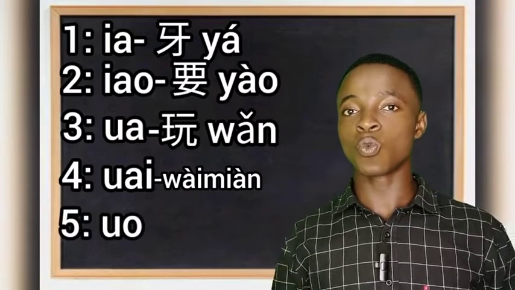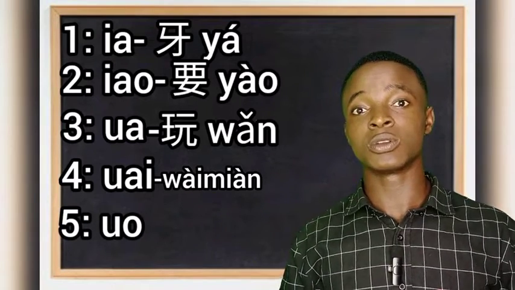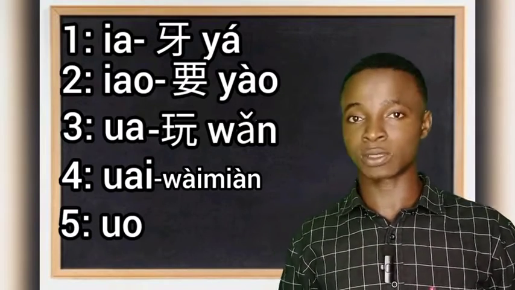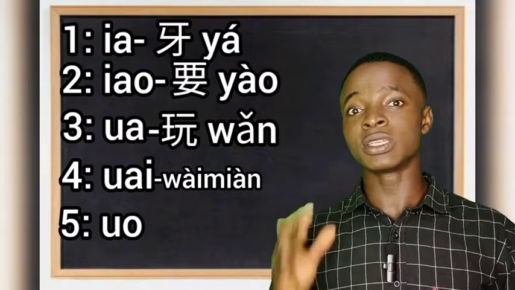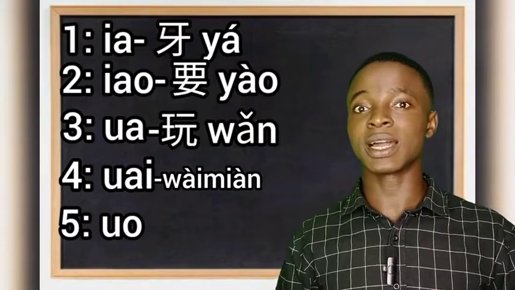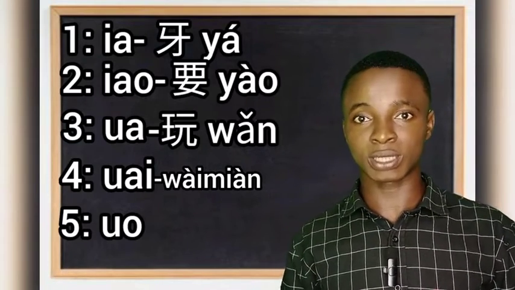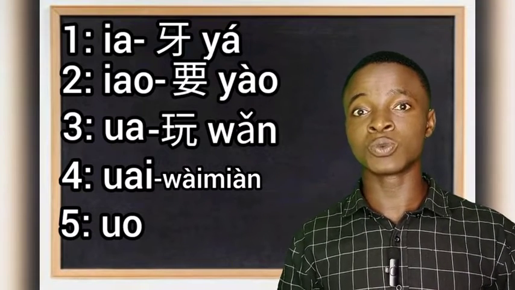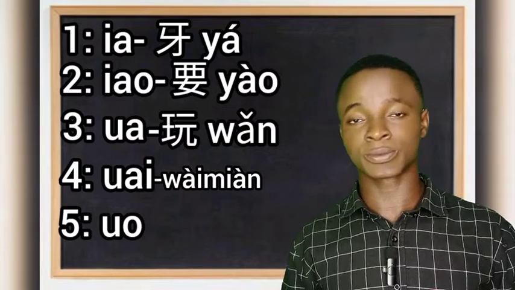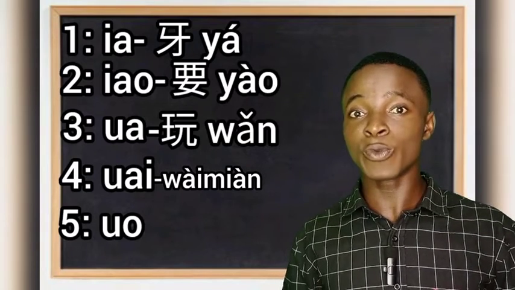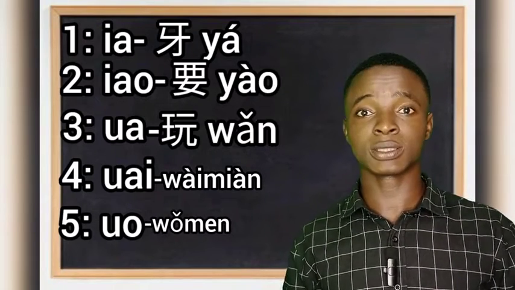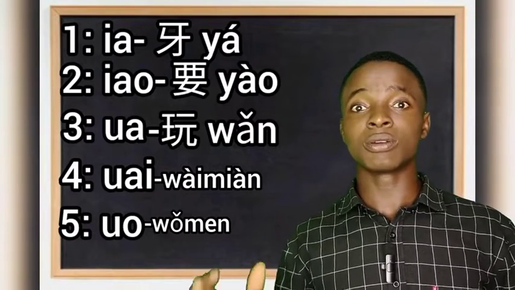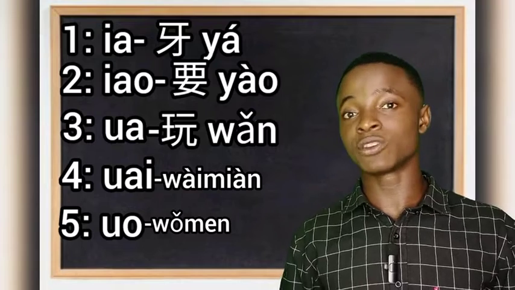The last one, wo. This is also one of the very simplest ones. All you need to do is read the u sound first and then the o sound very quickly. Wo. Repeat after me. Wo. The Chinese word for we is women. Repeat after me. Women.